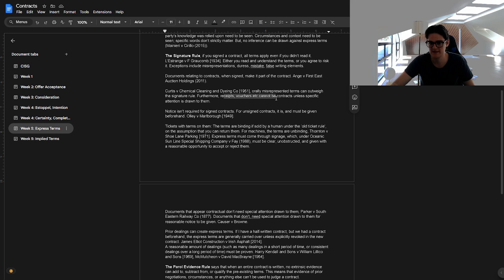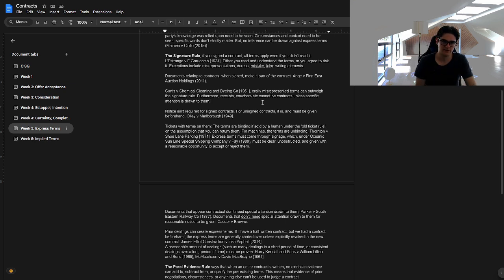Furthermore, receipts, vouchers, etc. cannot be contracts unless specific attention is drawn to them. That's right. So he was given a receipt of purchase. That is not a contract. Neither is a voucher, nor any of that sort of stuff. That can't be a contract because on its face it doesn't look like a contract. It looks like something else.